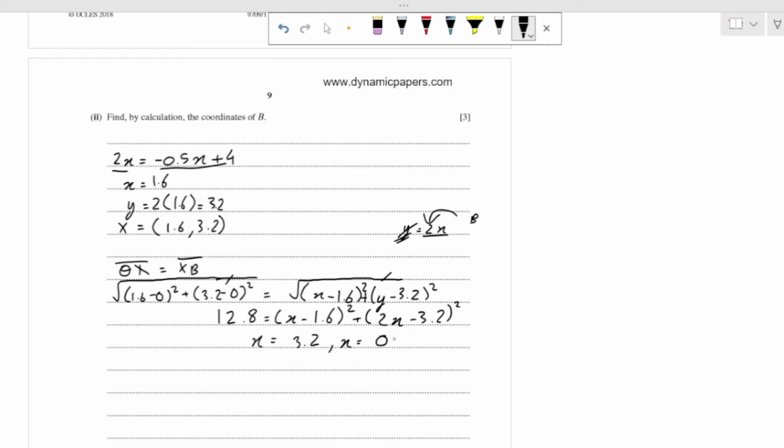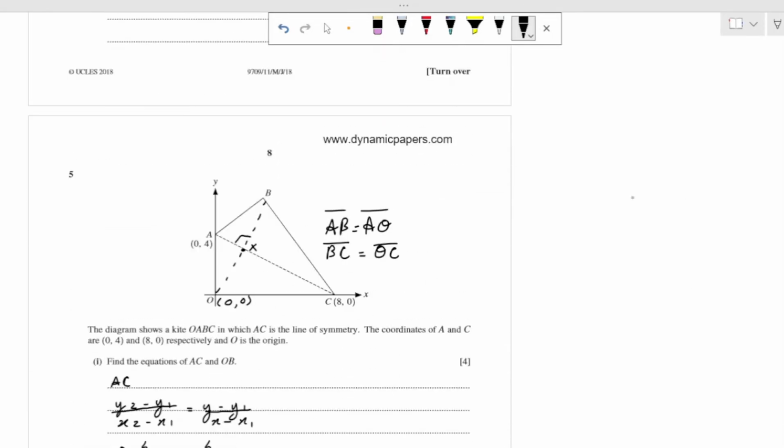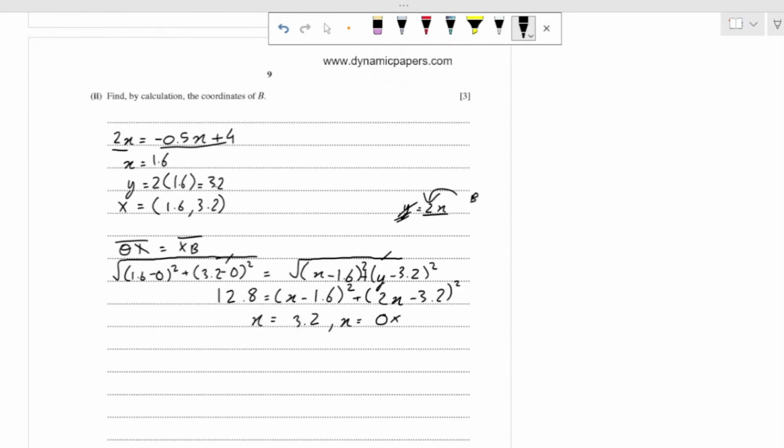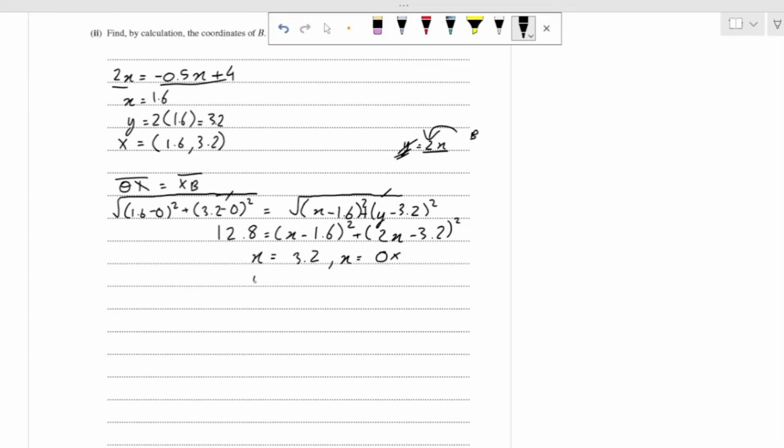Obviously, x is equal to 0 is not the coordinate you're looking for, because if you refer back to the original question, B is definitely not at x = 0. So we got the x value, and we can also now get the y value by substituting into the equation of OB. With x = 3.2, we get y = 6.4, and therefore we have point B as (3.2, 6.4).